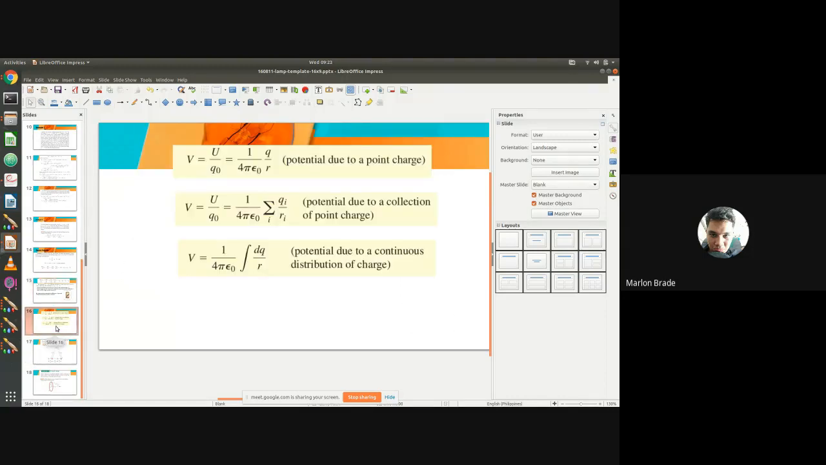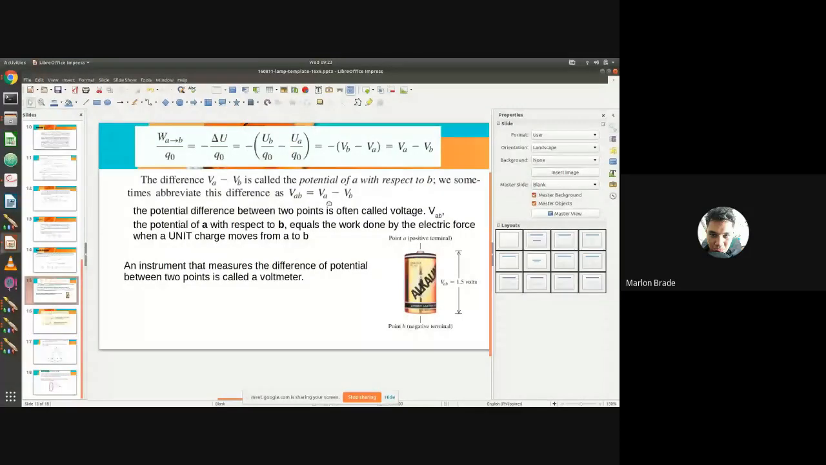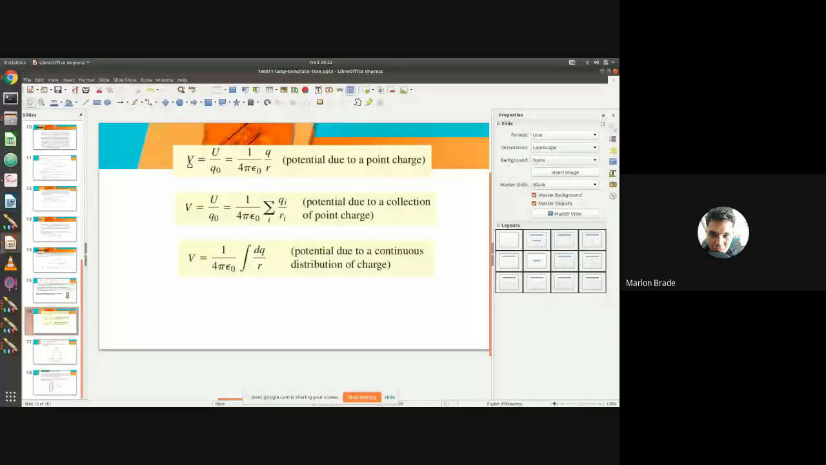Okay, the V is not called voltage. V is called electric potential. V itself is electric potential. When I say voltage, it means voltage difference, the electric potential difference. It is the difference between two electric potentials. Okay? Understood?